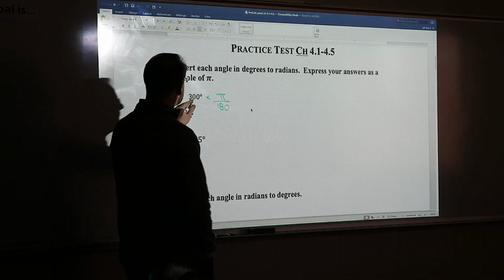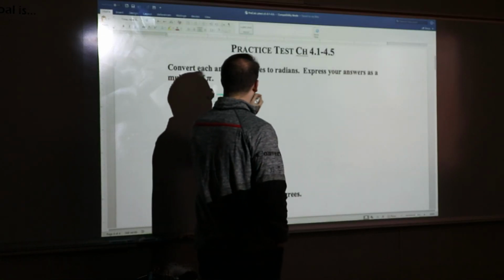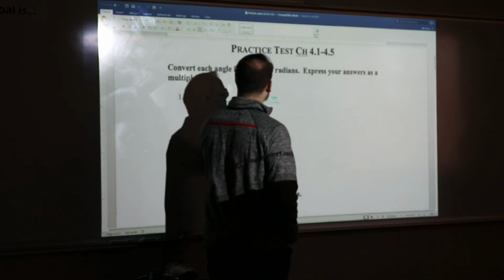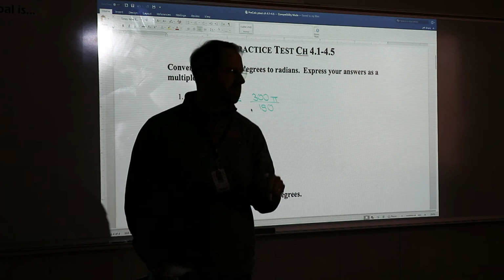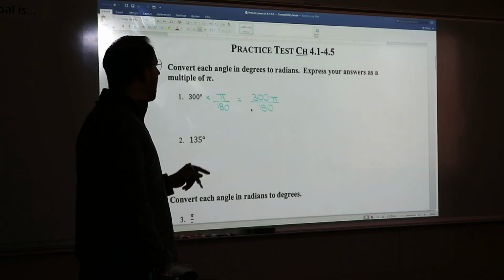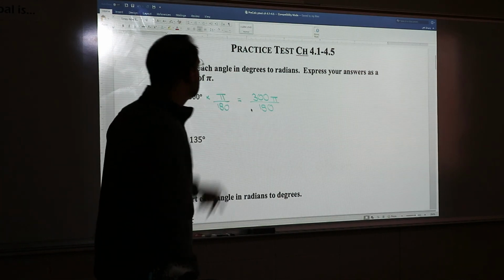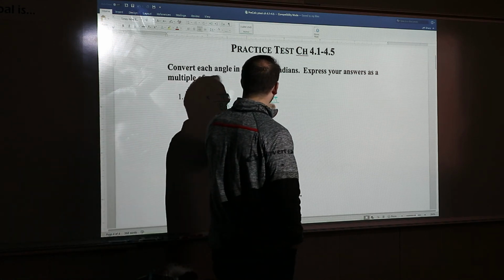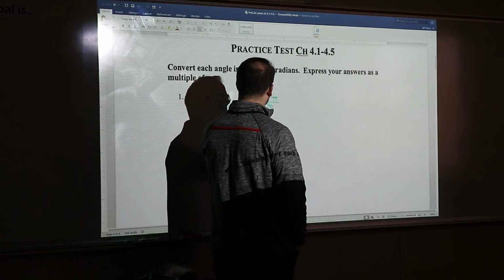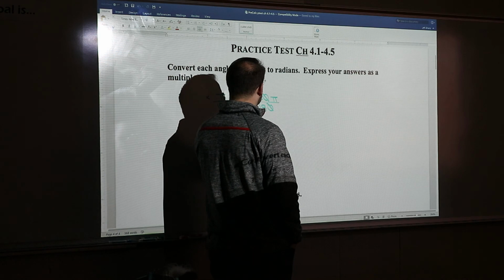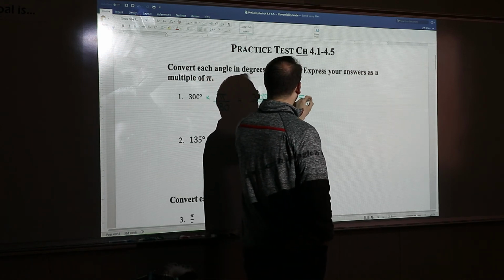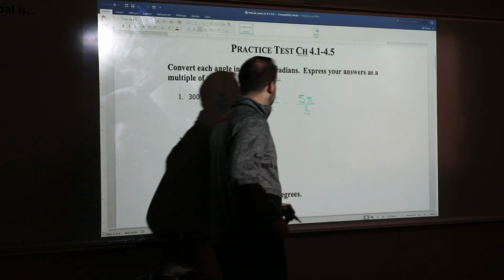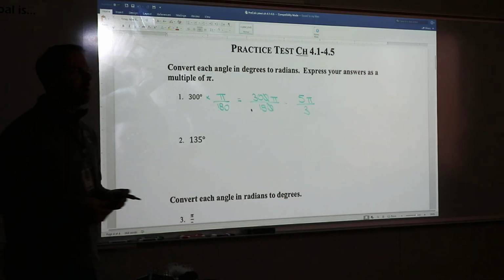So when you do this, this turns out to be 300 pi over 180, and yes, you do have to simplify that fraction correctly, and I do not want a decimal. It needs to be an exact multiple of pi. So that means you can chop up the zeros. You can divide both numbers by probably 6. Yeah, you're probably right. So that's 5 pi over 3, and that'd be the simplest form of that problem.